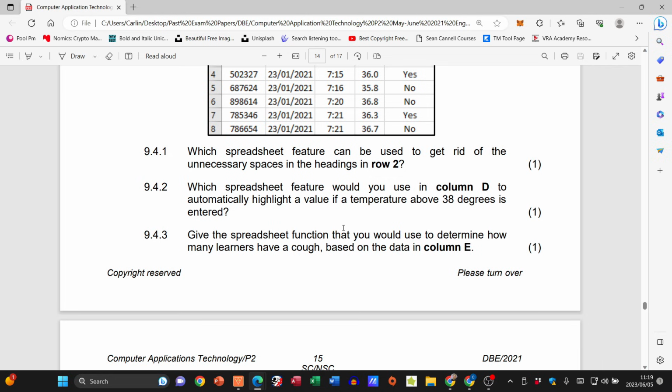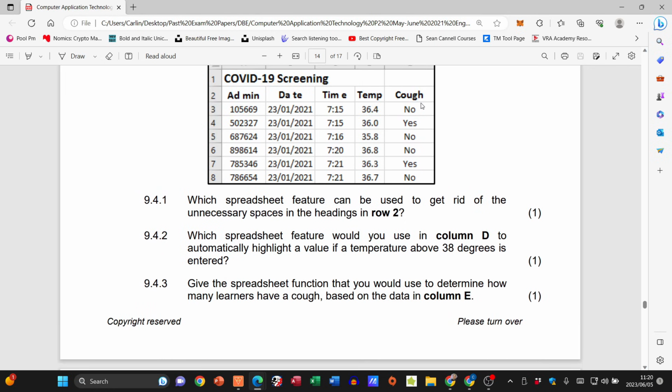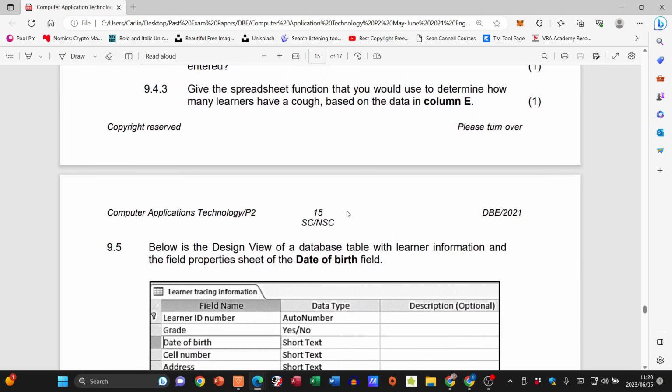9.4.3, give the spreadsheet function. Do you see? It's all based on the scenario, but it's asking us practical questions that you would use to determine how many learners have a cough based on the data in column E. In other words, we want to see those who have a yes. So what are we going to use? We're going to count if it matches up with yes. So we're going to use our count if feature.